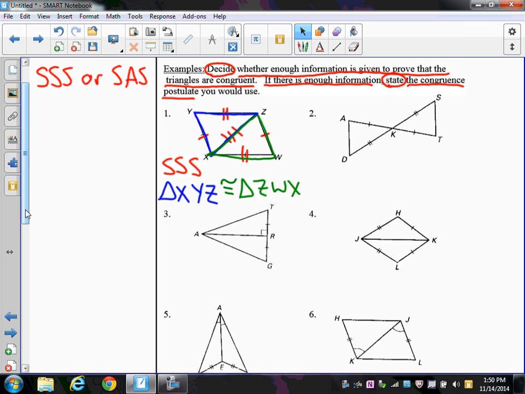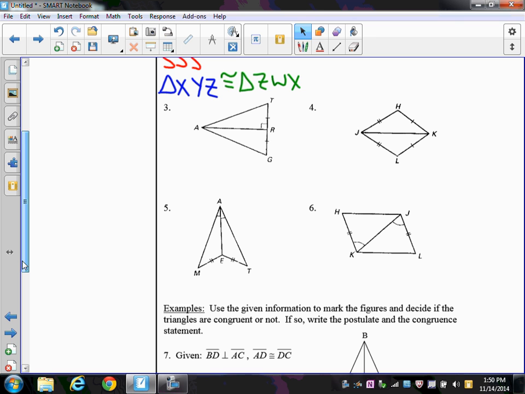Let's take a look at number 3. There are a few additional pieces of information we could put on the diagram. First off, we know that this also must be a right angle because that's a linear pair. The points T, R, and G are all on the same line. We also know that AR is a shared side, so I'm going to put 2 tick marks there. So I have one side. The included angle is there also. The right angles are the included angles. So these are congruent by the SAS postulate.